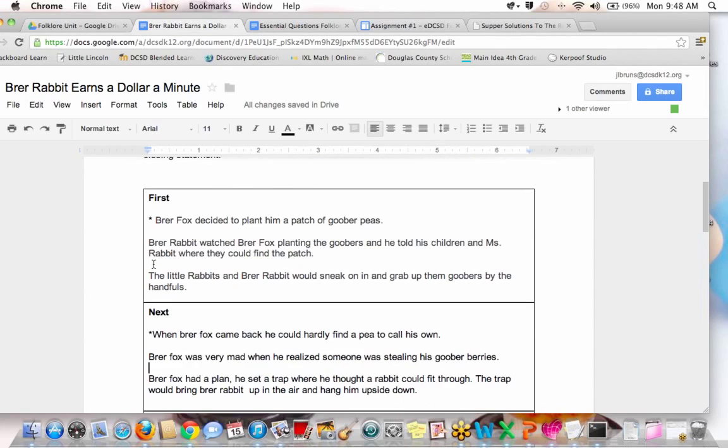Kaylee P., what happened next? When Briar Fox came back, he could hardly find a pea to call his own. And then Briar Fox was very mad when he realized someone was stealing his goober peas. Briar Fox had a plan. He set a trap where he thought a rabbit could fit through. The trap would bring Briar Rabbit up in the air and hang him upside down. All right, so basically, this fox is going to take action against the person, or I guess animal, who is stealing from him.